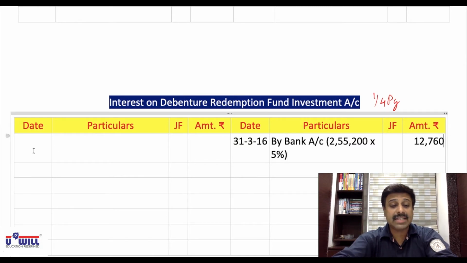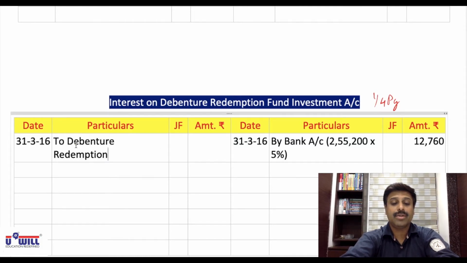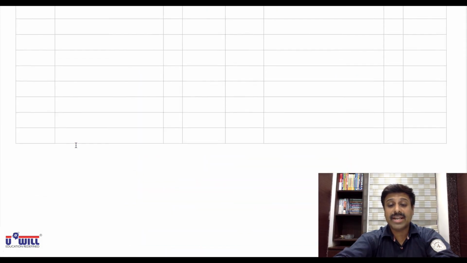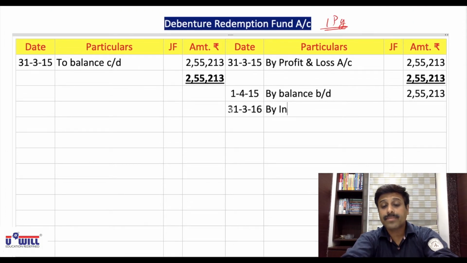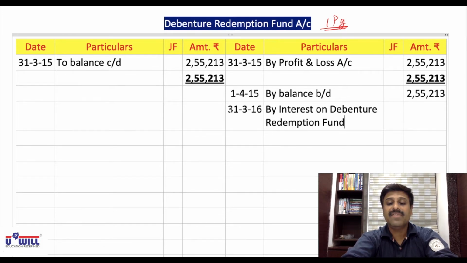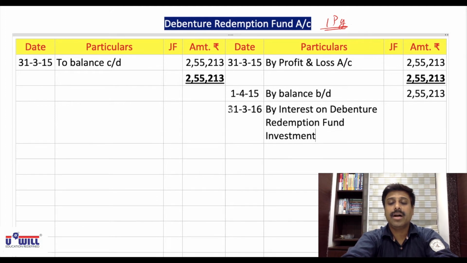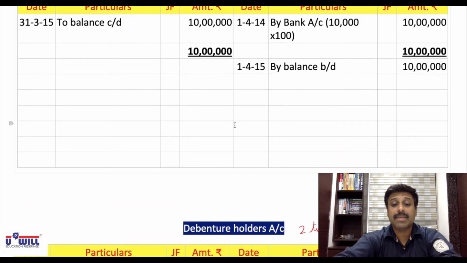Now after that, second step, interest will be transferred to debenture redemption fund. So interest account debit to fund account, means interest account on debit side, 12,760, to debenture redemption fund. So debenture redemption fund credit side by interest on debenture redemption fund investment account 12,760.